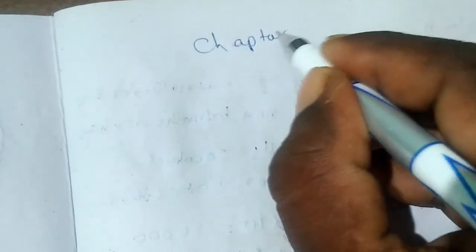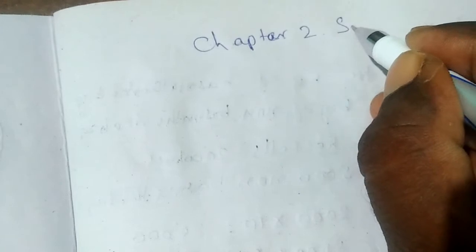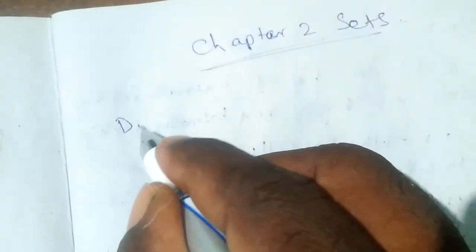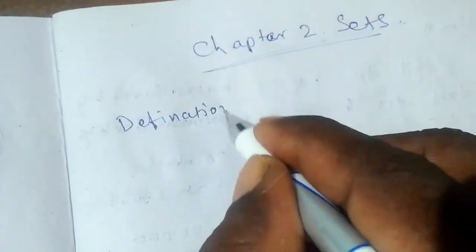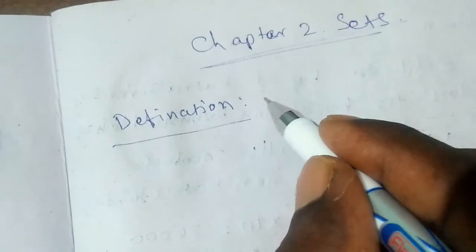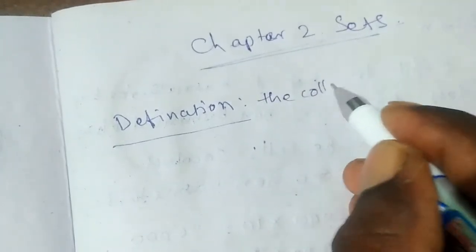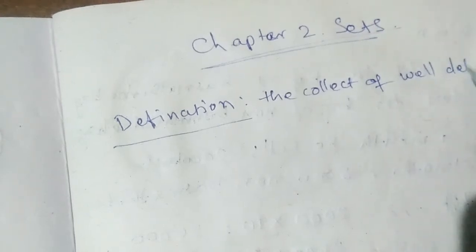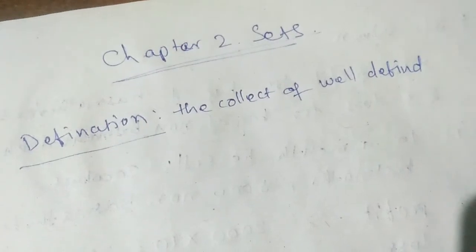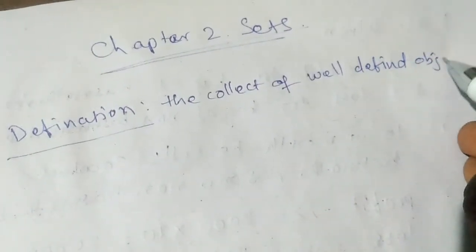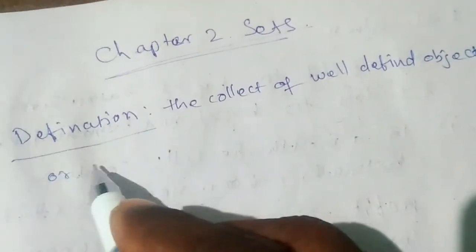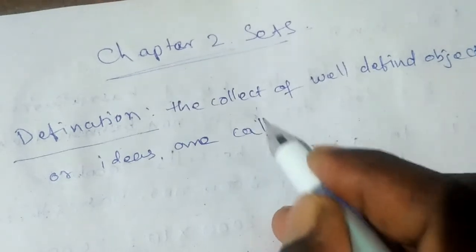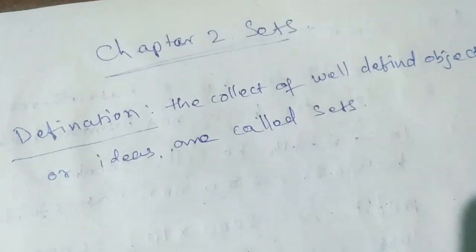Chapter 2, sets. Definition: the collection of well-defined objects or ideas is called a set.